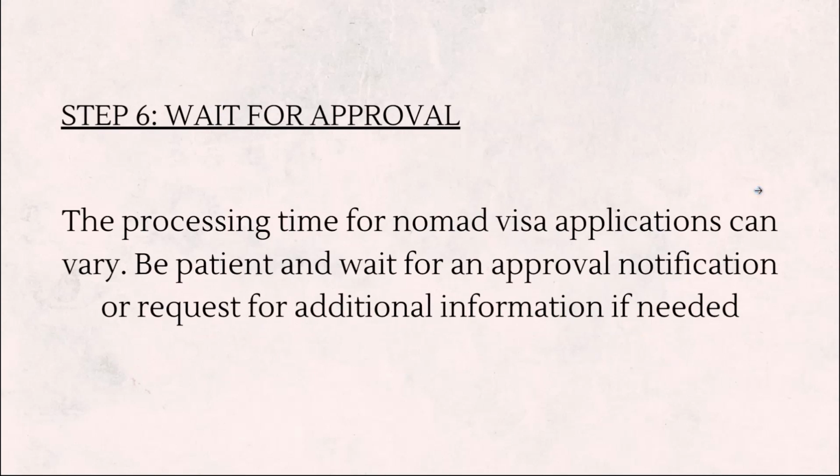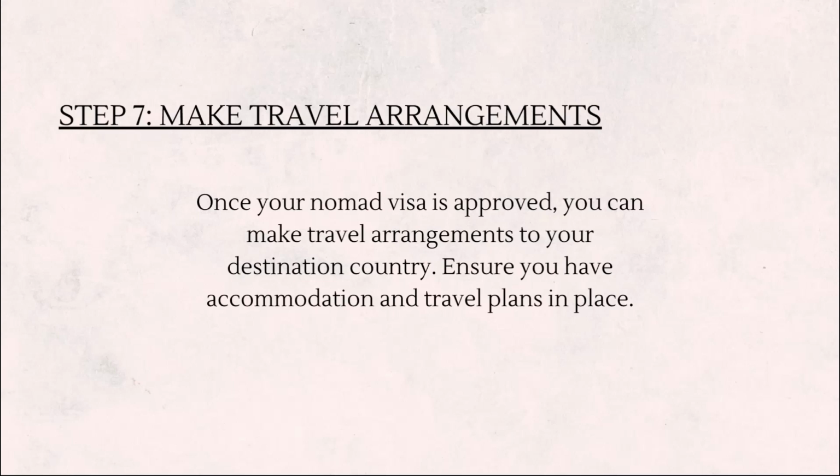Now after you have done everything and your application is submitted, just wait, because the processing time for a Nomad visa application can vary. So you have to be patient and wait for the approval notification, or you can also request additional information if needed. After that, let's move on to the next step. Once your Nomad visa is approved, you can make travel arrangements to your destination country. Ensure you have accommodation and travel plans in place. And after that, let's move on to the next step.